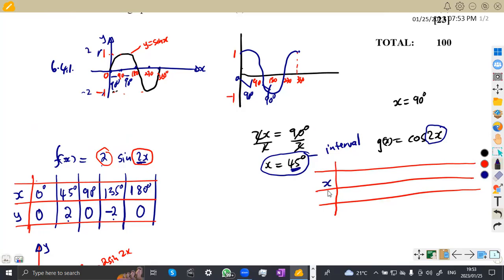So that's it. We've got our x and our y here. Let's see, 1, 2, 3, 4, something like that. So that's 0 degrees, 45 degrees, 90 degrees, 135 degrees, 180 degrees. So that's what you're going to have at the end.